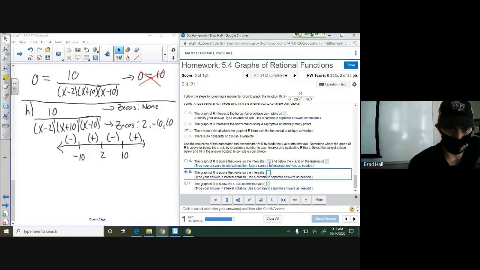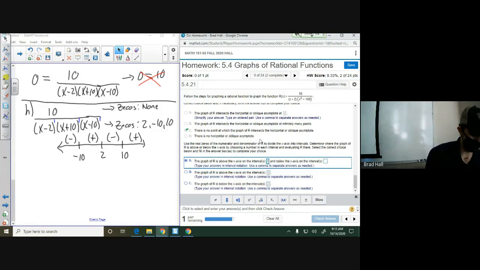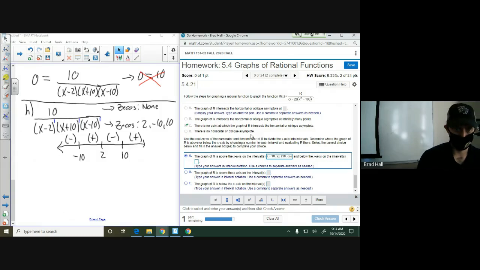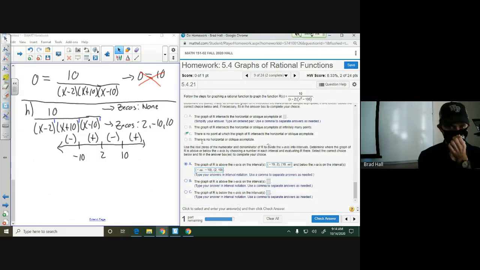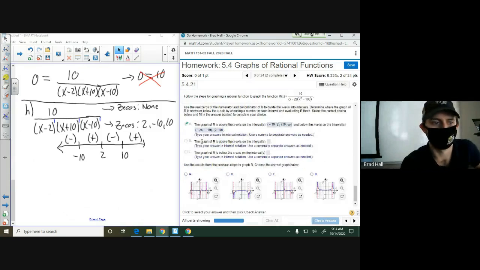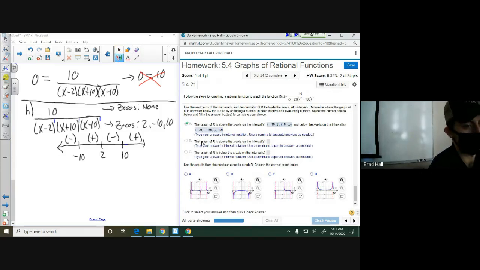So I'm going to just go ahead and put the answers straight into the homework here. It's above the x-axis from -10 to 2, and from 10 to infinity. And it seems to be below from negative infinity to -10, and from 2 to 10. I'm reading all of this off of the number line, wherever the positive values are, wherever the negative values are.